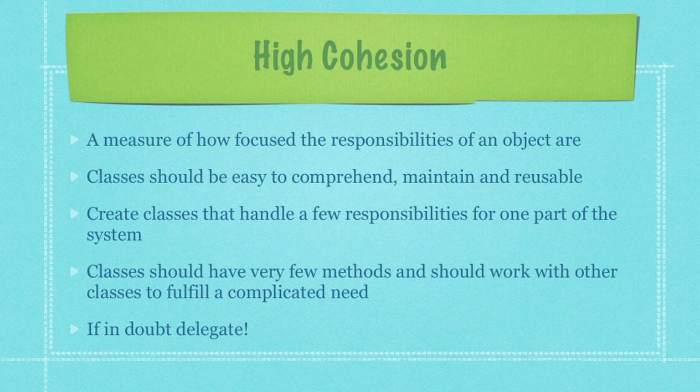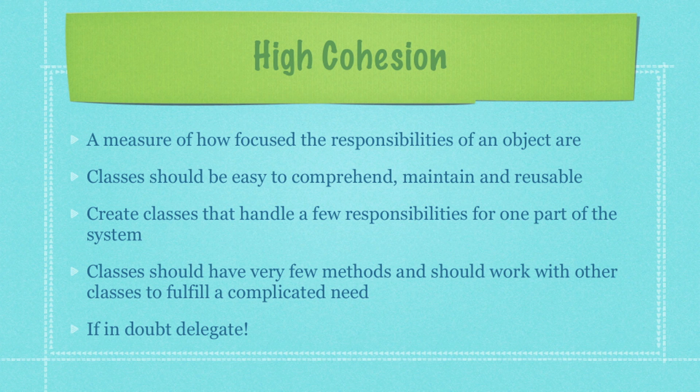Then we come to another pattern inside of this called high cohesion. This is a measure of how focused the responsibilities of an object are. It's very important to keep classes very easy to comprehend, maintain, and they also need to be reusable. You want to create classes that handle very few responsibilities for just one part of your system. That's the goal. Have many classes that handle all the little pieces of your system.